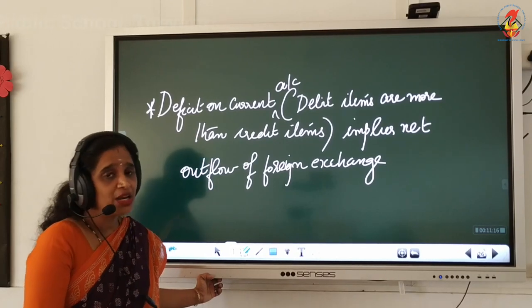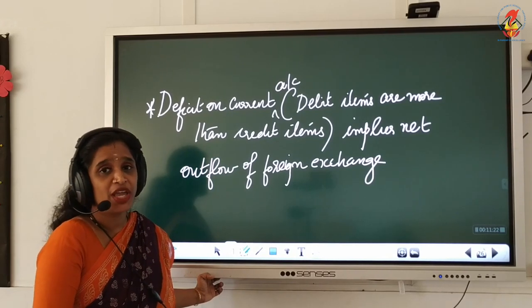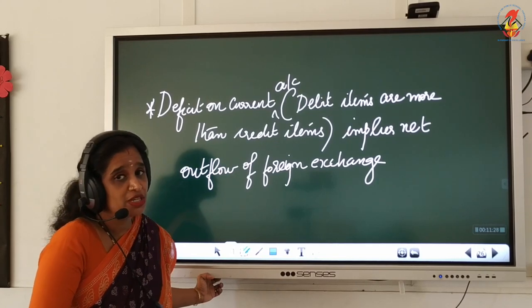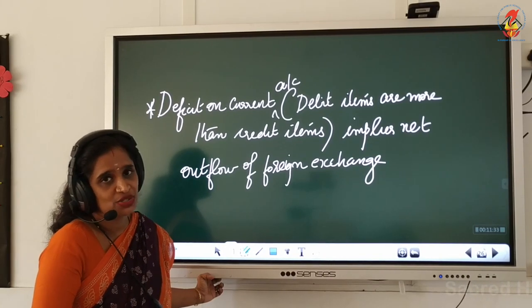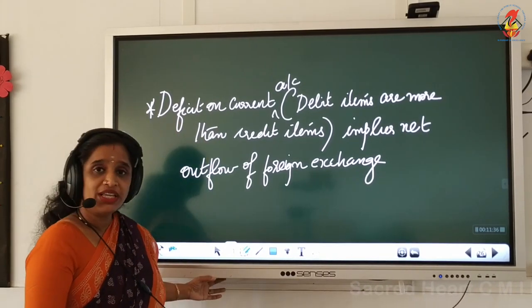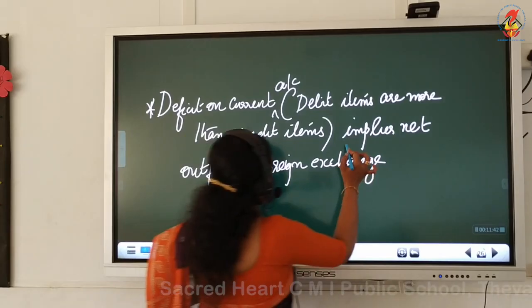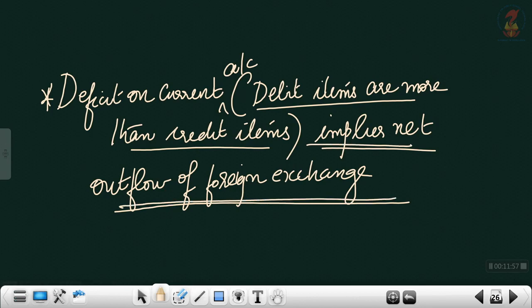Understood? So when we are paying for goods and services, if the import of goods and services is more, if we are paying more, then there will be an outflow of foreign exchange. That means money is going out from us, so debit will be more than the credit. So a deficit on the current account means debit items will be more than the credit items. It implies what? A net outflow of foreign exchange.